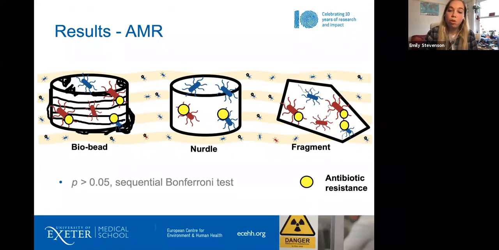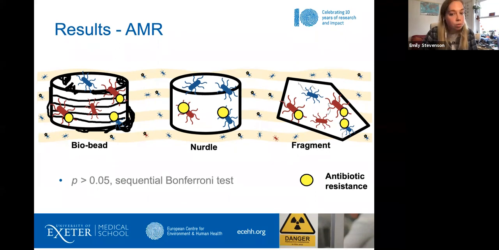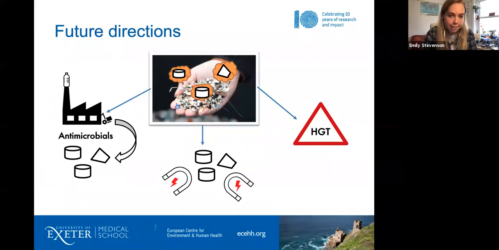And now looking at antimicrobial resistance, so this is shown by the yellow dots, what we found was that actually the bacteria surrounding the microplastics in the liquid phase were actually more antimicrobial resistant strains than the ones on the microplastics, but pathogens on the microplastics were more likely to be resistant than not. But this was not significant, so requires further testing.